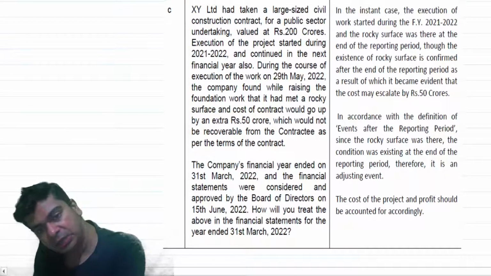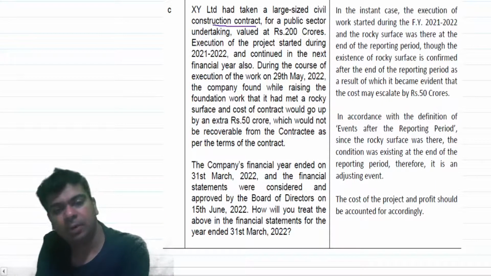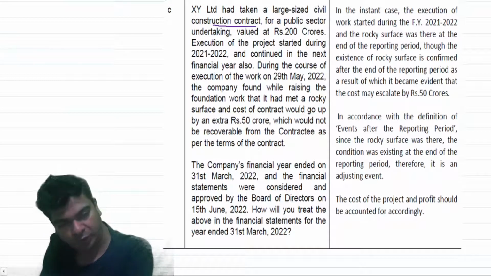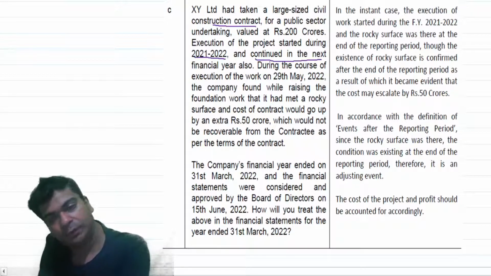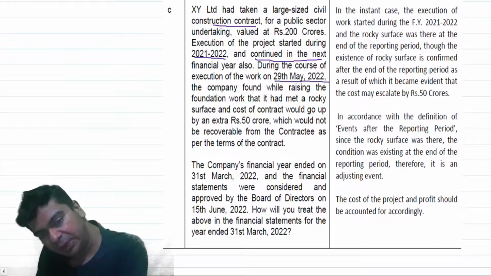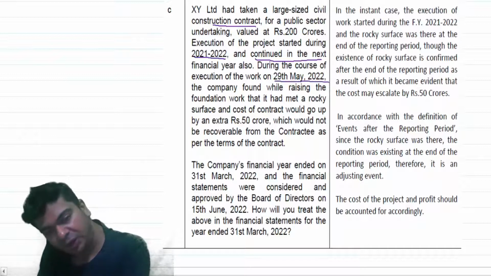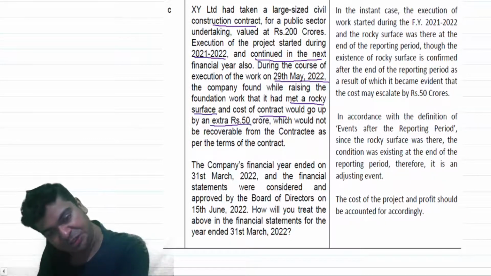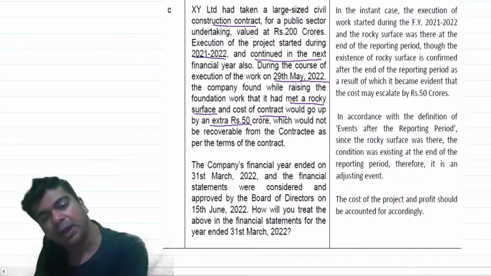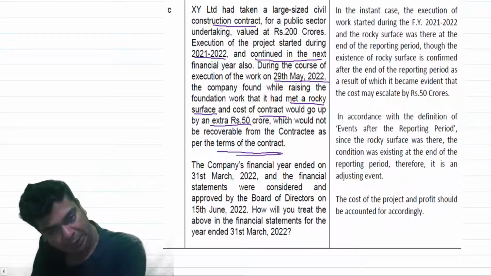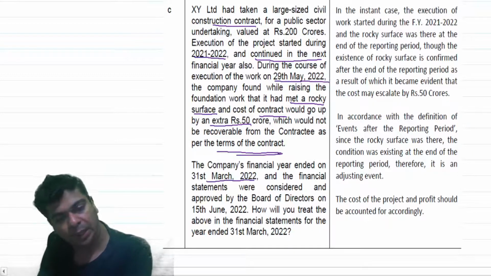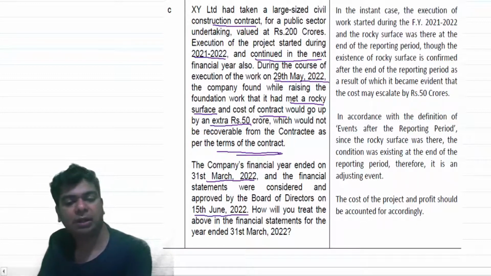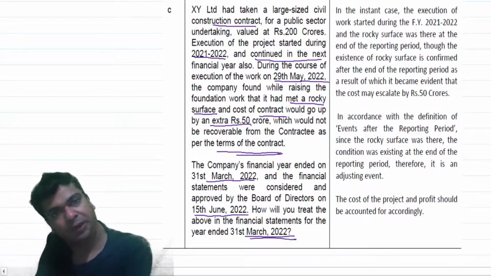XY Limited had taken a large site civil construction contract for a public sector undertaking valued at rupees 200 crores. Execution of the project started during 2021-22 and continued in the next financial year also. During the execution of the work on 29th May 2022, the company found, while raising the foundation work, that it had met a rocky surface, and the cost of the contract would go up by an extra rupees 50 crore, which would not be recoverable from the contractee as per the terms of the contract. The company's financial year ended on 31st March 2022, and the financial statements were approved by the board of directors on 15th June 2022. How will you treat the above in the financial statements for the year ended 31st March 2022?